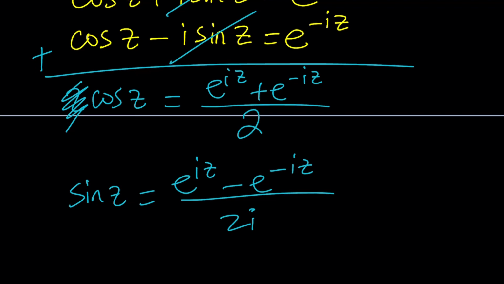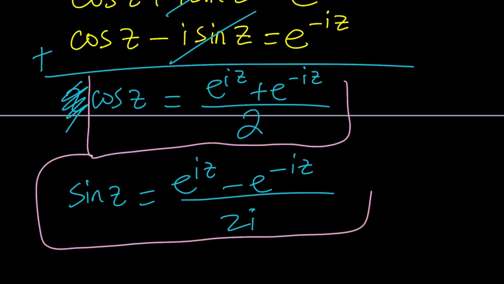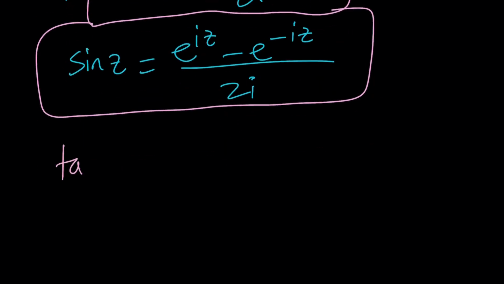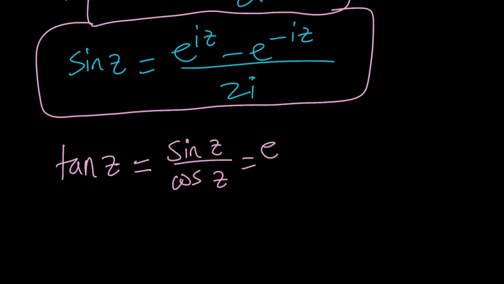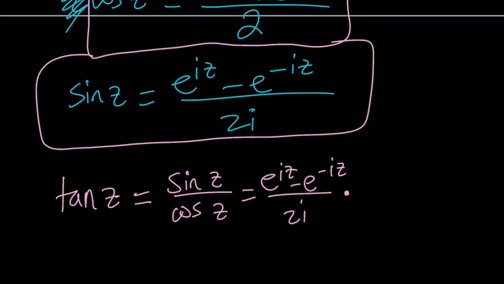Okay? Now, what do you do with those? If you're trying to get to tangent, you would divide sine by cosine, because tangent z is sine z over cosine z. But sine z is e to the iz minus e to the negative iz over 2i, and flip cosine z, which is going to give you 2 over e to the iz plus e to the negative iz. 2 cancels out, and that's the only thing that cancels out.